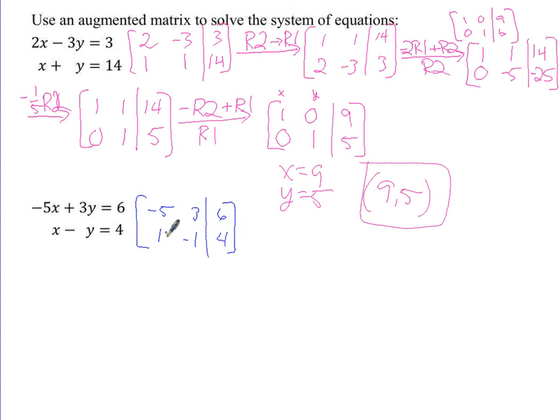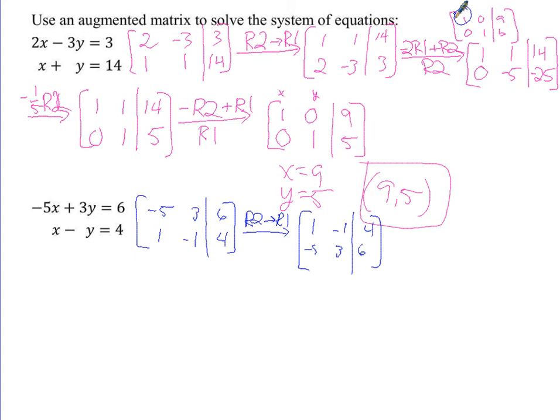Well, we don't have that, but we do have a 1 in this position right here. So we can swap the rows. So I'm going to draw an arrow, and how do I write swap the rows? R2 becomes R1. All right? So then row 2 is now row 1. So 1, negative 1, 4, and negative 5, 3, 6. Okay, so that gives us that one right there. Where do we go from there?